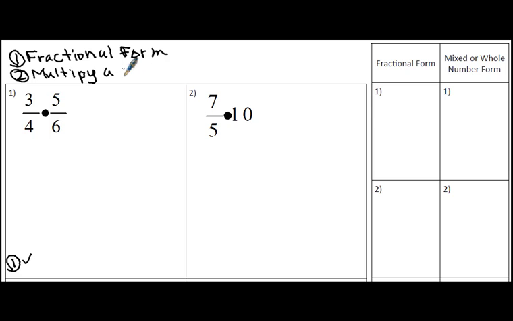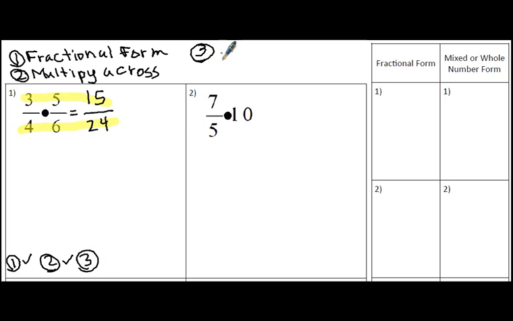Now I'm going to multiply across the numerators and then multiply across the denominators. So 3 times 5 and 4 times 6 will give me the new numerator and the new denominator. So 3 times 5 is 15 and 4 times 6 is 24. So now I've multiplied across and completed step 2.